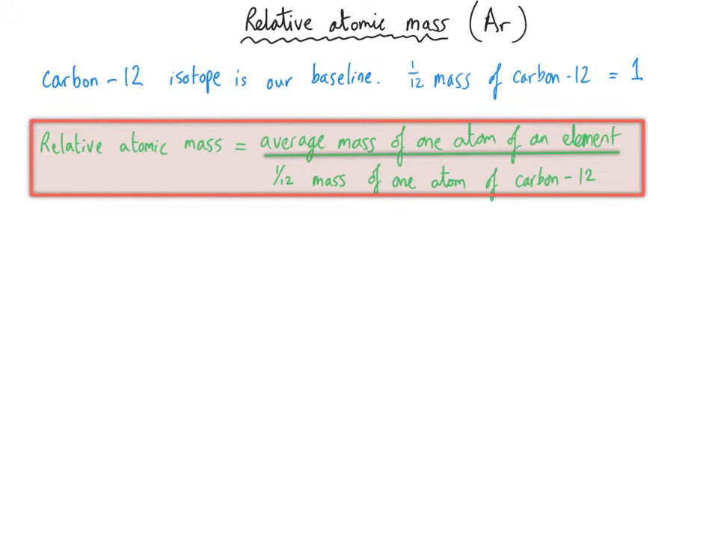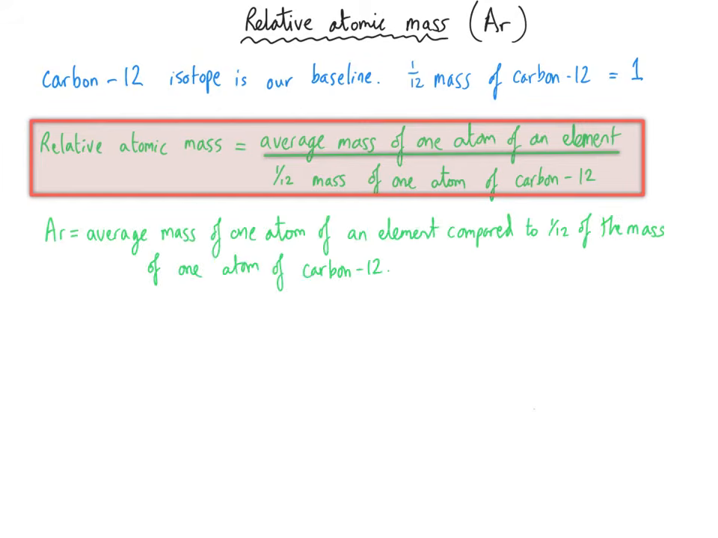Or, if you prefer, you can remember it as a sentence. The relative atomic mass, Ar, is the average mass of one atom of an element compared to 1/12 of the mass of a carbon-12 atom. So really very similar. And in the same way, we can handle molecules by comparing the mass of one molecule to that of an atom of carbon-12.